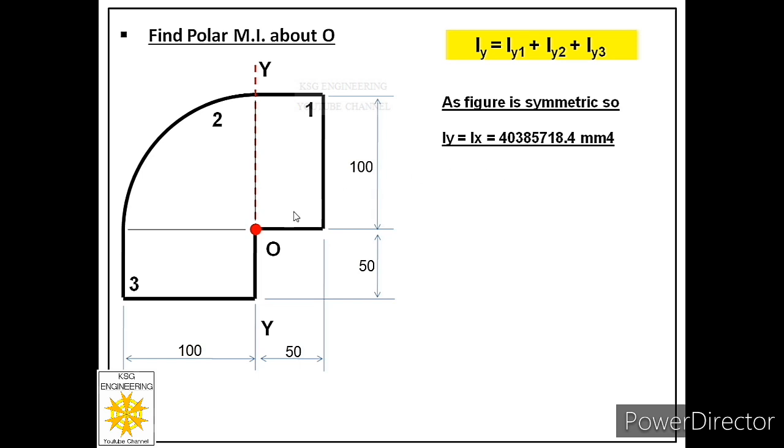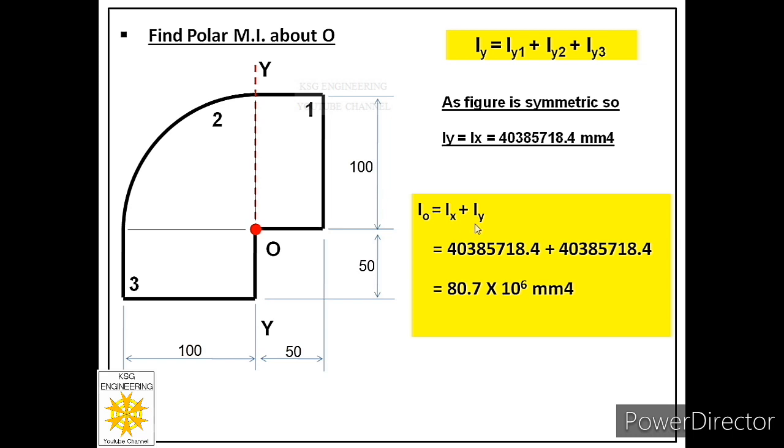So now you can see we got the area moment of inertia of this area about x-axis and y-axis. So now we can easily find polar moment of inertia. So that will be equal to sum of those two moments of inertia. So put the values here, we will get our answer. So this is the answer for area moment of inertia of this composite area about the axis at O, which is perpendicular to the plane of this area, called as polar moment of inertia.